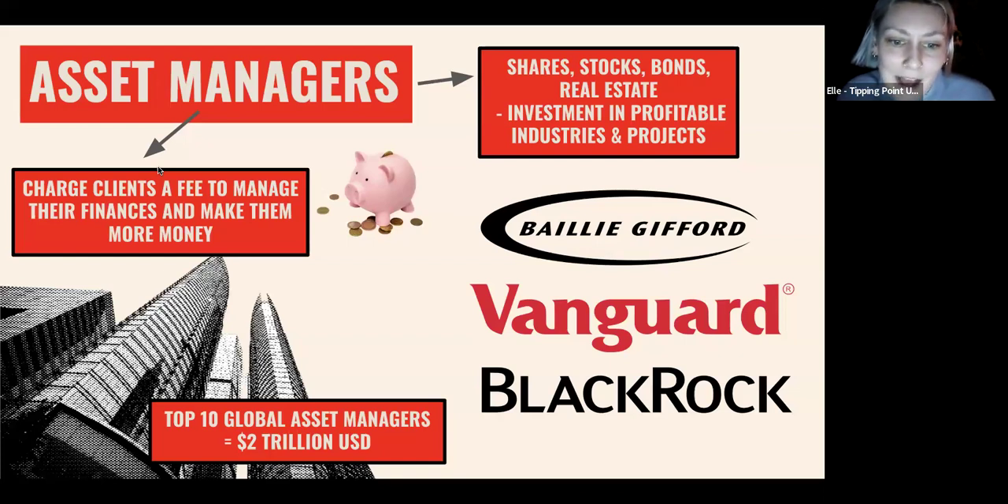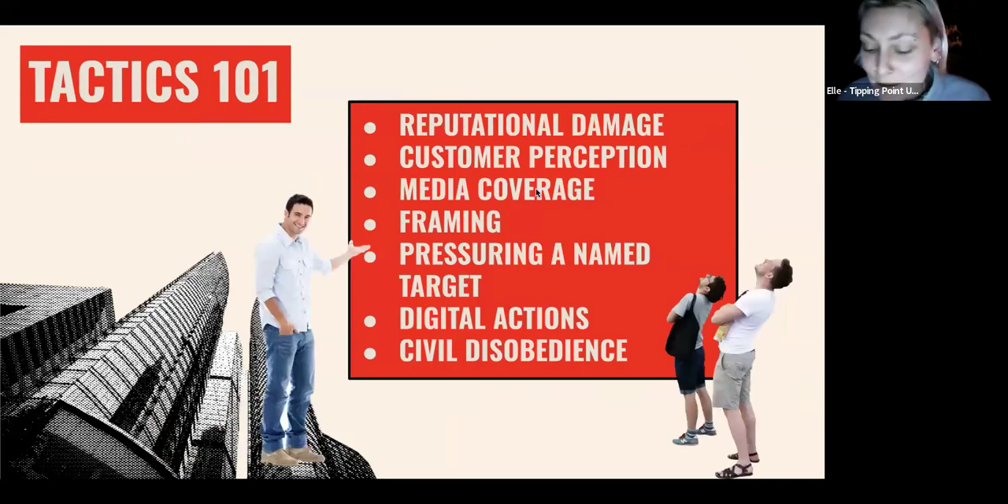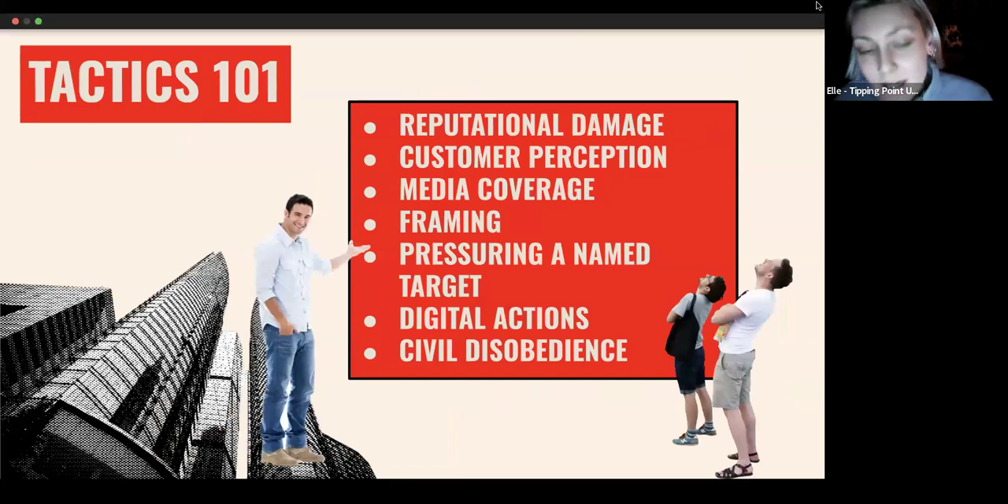So, in terms of actual tactics, I realize that was a really quick introduction to the world of banks, insurance, and investors. But thinking more positively about how we can and do disrupt these financial systems, there are loads of ways that we do this. It relies on different theories of change. Different groups will try different things. But in particular, we've got reputational damage and customer perception. They're huge ones that really impact a financial institution's client base, but also media coverage and framing.